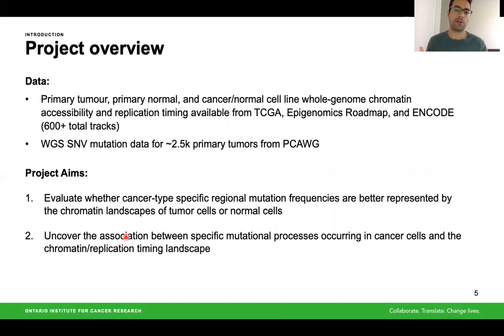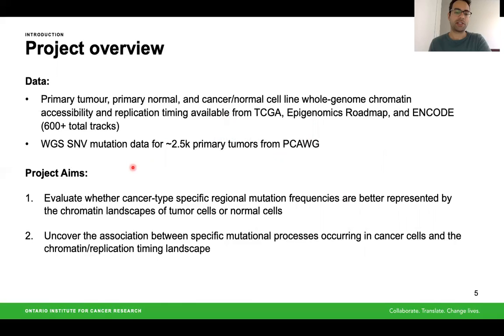So just as an overview of my project, for our data, we have primary tumor, normal cancer, normal cell line, whole genome chromatin accessibility, and replication timing data available from the TCGA, Roadmap and ENCODE projects, over 600 total tracks or samples. And we also have whole genome sequencing mutation data for over 2,500 primary tumors from the PCAWG project.